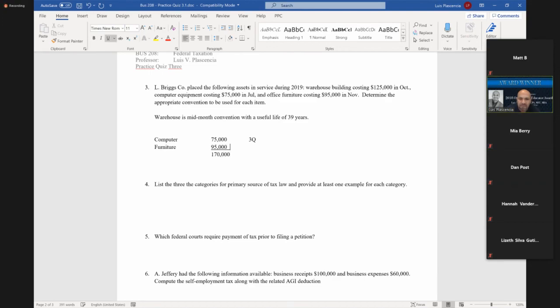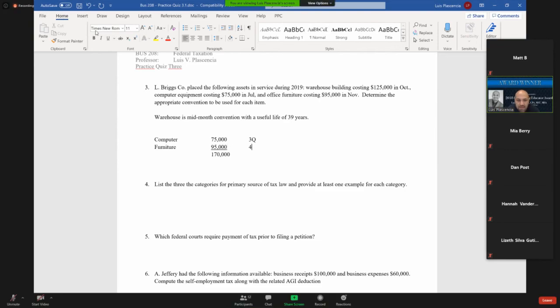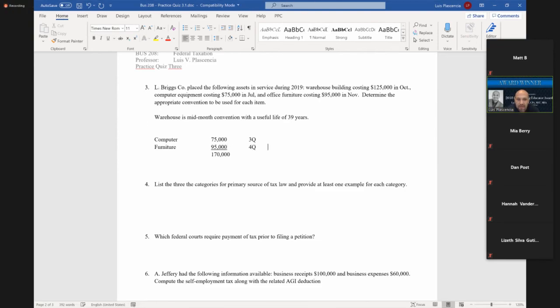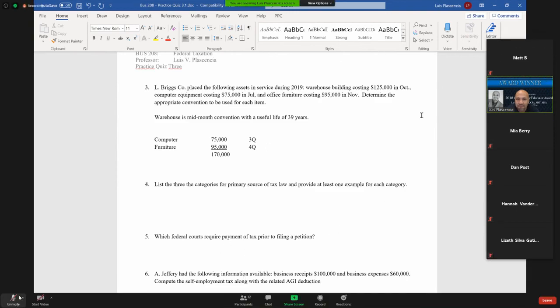95, help me with this. 95 divided by 170, what does that equal? Anybody? 95 divided by 170. Anybody with the calculator? Somebody.